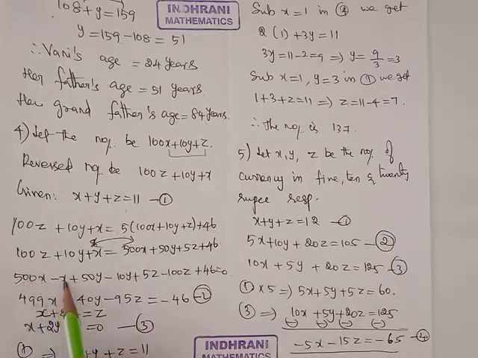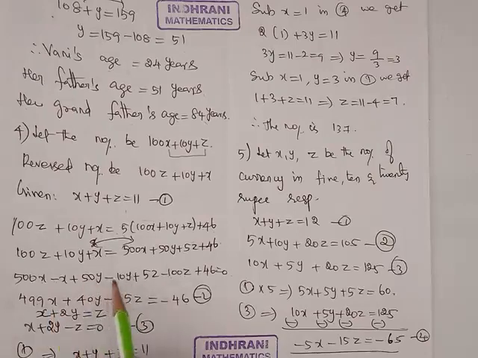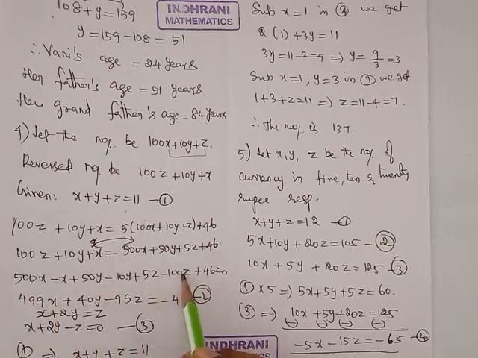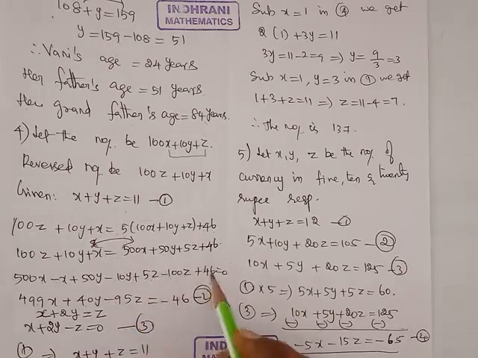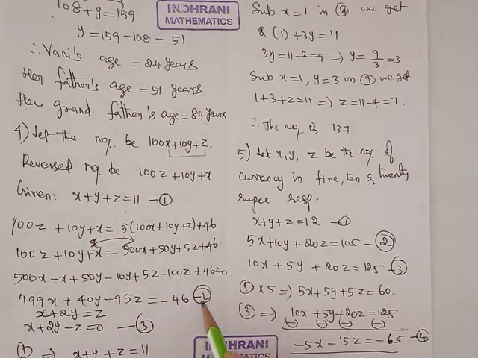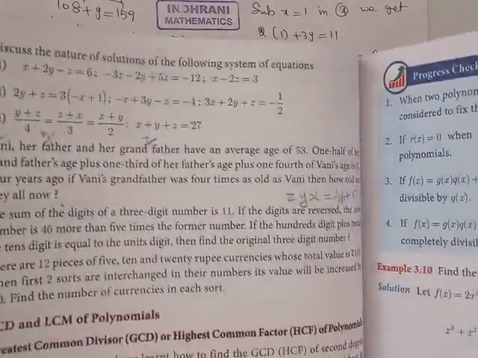500X minus X means 500 minus 1, it is 499X. Plus 50 minus 10, 50 minus 10 is 40Y. Then here is plus 5 minus 100. So different signs means we want to subtract. Subtraction of 105 is 95. Then the greater number's sign is minus. So minus 95Z equal to minus 46. So equation number 2 we got. Now we are moving to equation number 3.